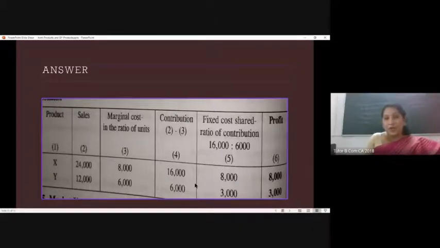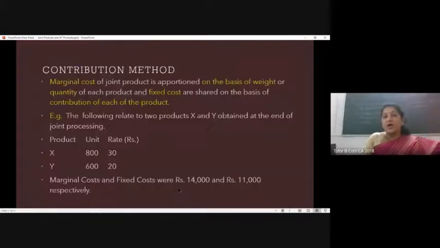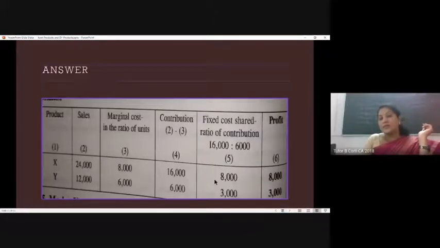We are in the correct mode. Now we know that fixed costs need to be apportioned on the basis of contribution. We have the ratio of contribution, 16:6, with us. The total of 11,000 is apportioned on the basis of 16:6, which will give us 8,000 and 3,000, right? So now we know the total profit. If the sales is 24,000, and when we reduce the variable cost and the fixed cost from it, we will get the profit. It's very simple, right? It's 8,000 and 3,000. So this is actually the contribution method.